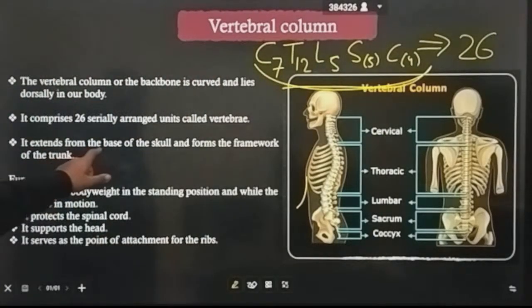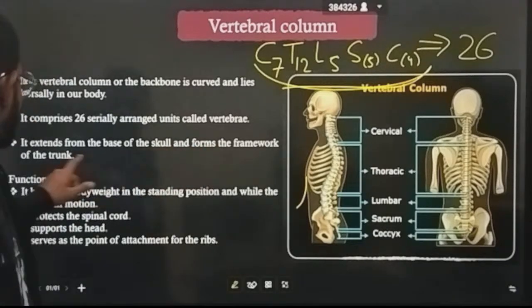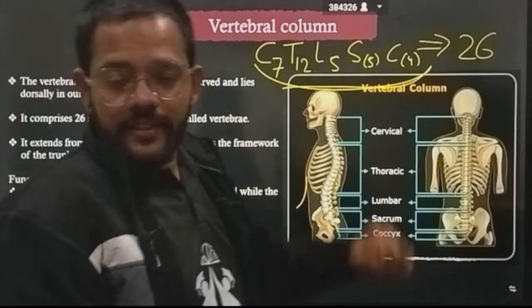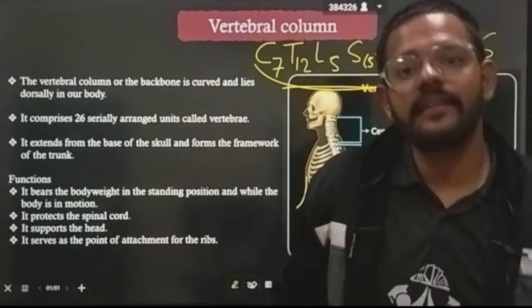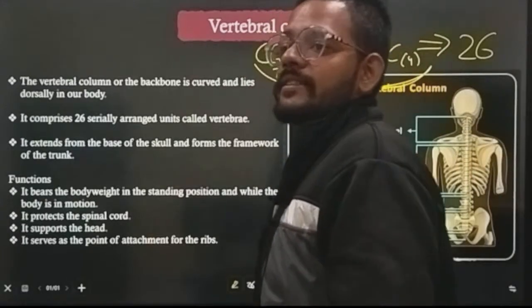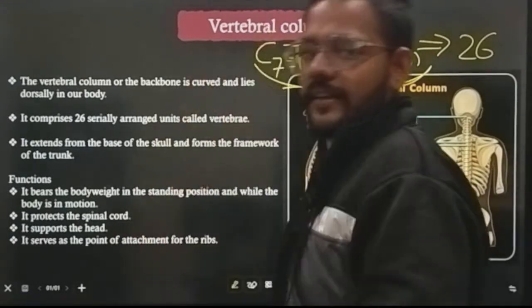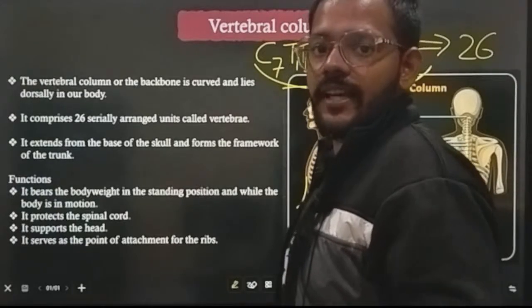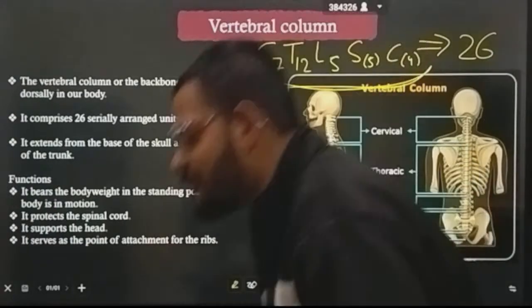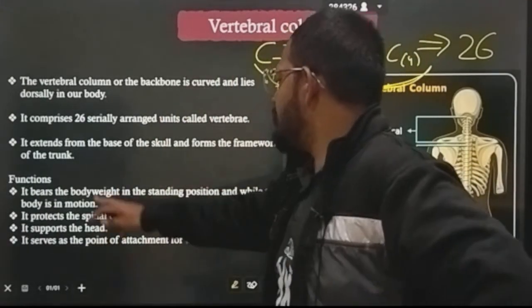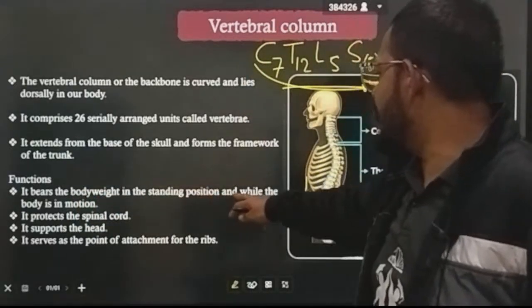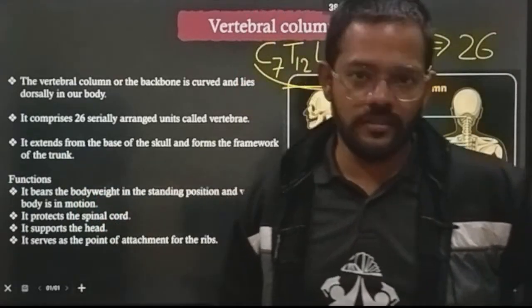Next, it extends from the base of the skull and forms the framework of your trunk. It provides the framework to the trunk. It will make your body straight, standing upright so it does not hang down. It will make your body stand still. It does not make your body fall. Next function, it bears the body weight in the standing position and while the body is in motion.